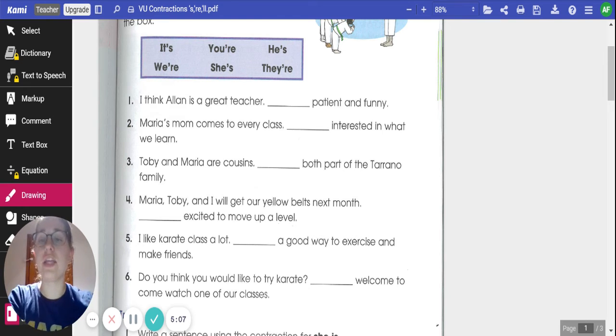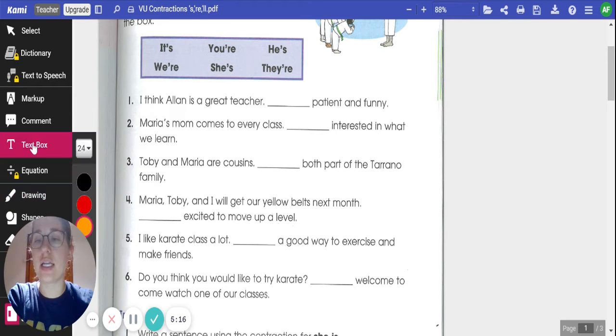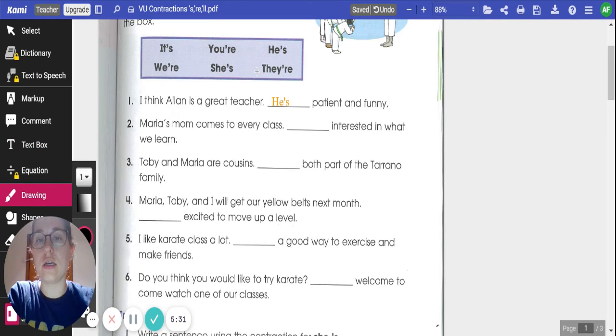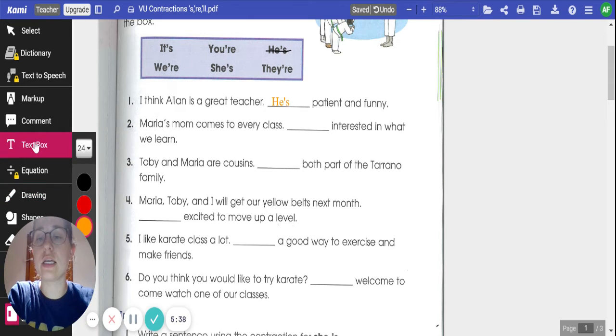Number 1, I think Alan is a great teacher. Blank, patient, and funny. I see the word he's in the word bank, and that's what I'm going to type on our first line. I think Alan is a great teacher. He's patient and funny. Makes the most sense. That's H-E apostrophe S, meaning he is. I'm going to go ahead and cross it off since I've used it. Next to number 1, please write he's.